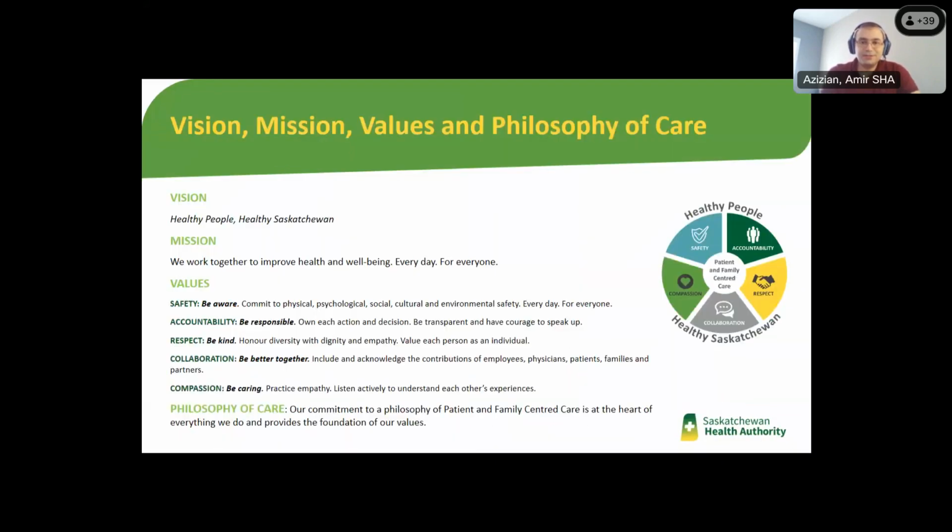Here are the SHA's vision, mission, values, and philosophy of care. Learning health system principles and learning health system core values support the SHA's values. In the coming slides, I will briefly explain how the learning health system principles and core values relate to the SHA's values and philosophy of care.